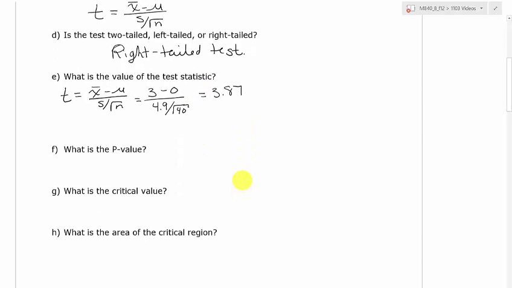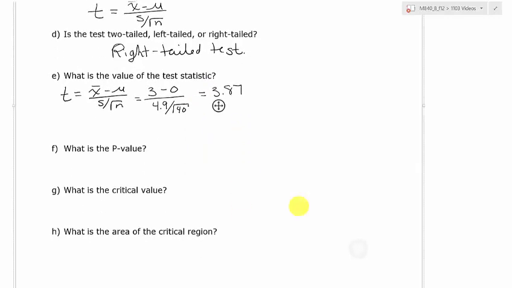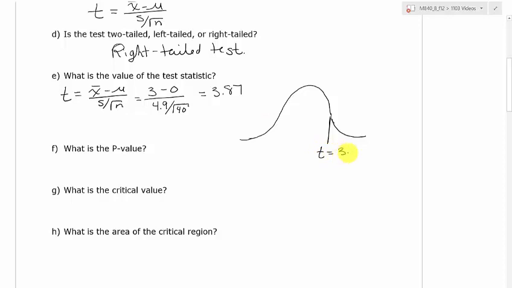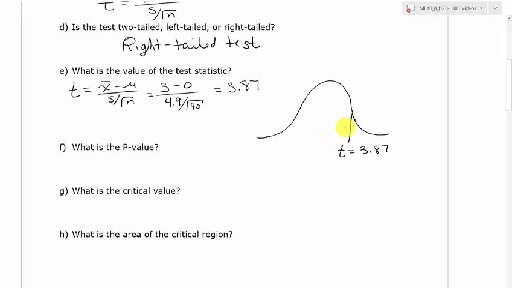Next, what's the p-value? The p-value is the area from your test statistic out. So this is a right-tailed test. Remember, the t-distribution is very similar to the normal distribution. It's a bell-shaped curve, and it's symmetric, and it's centered around 0. So here is our test statistic, 3.87. And so we want the area to the right of this.